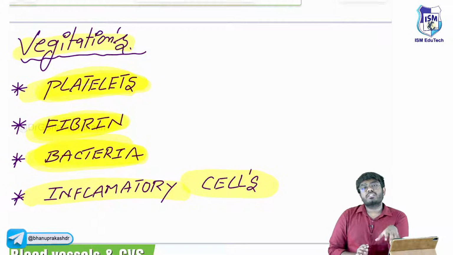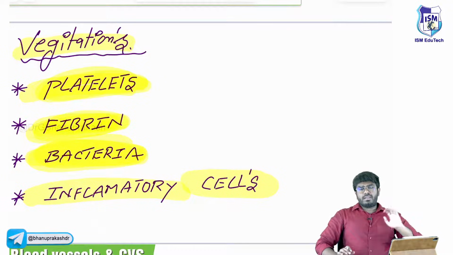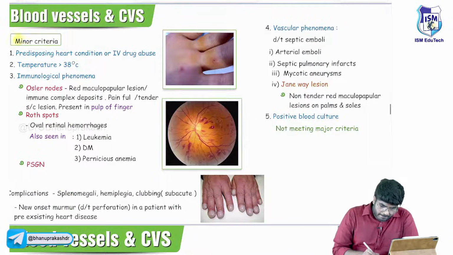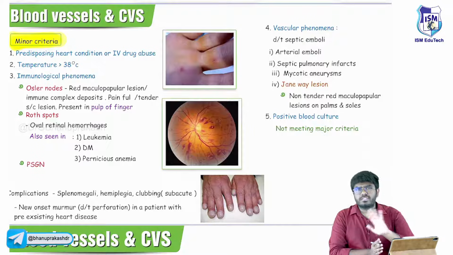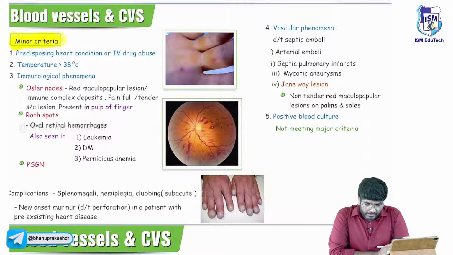These vegetations are going to cause a destruction of the wall. Wall damage is going to occur. That's causing the murmur, the new onset murmur. Having said that, now let's discuss the minor criteria. Three major criteria done. So what are the minor criteria?